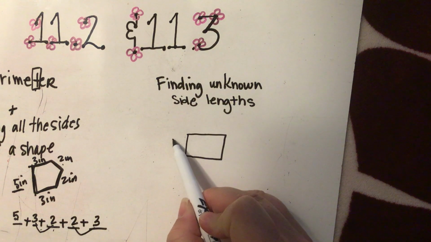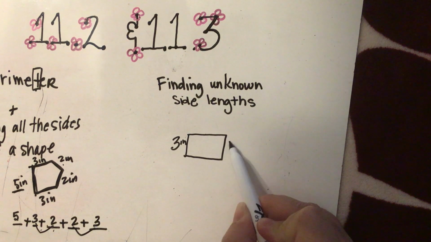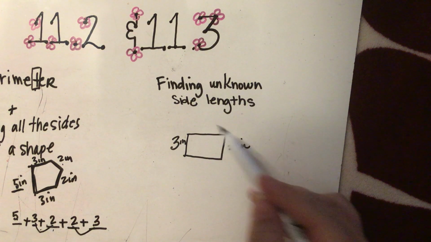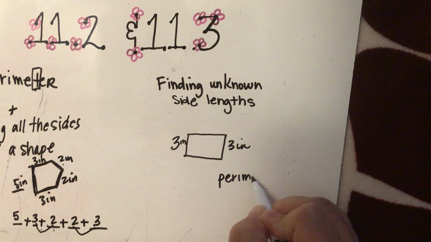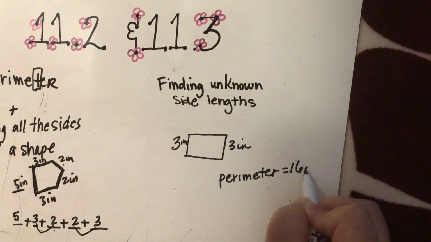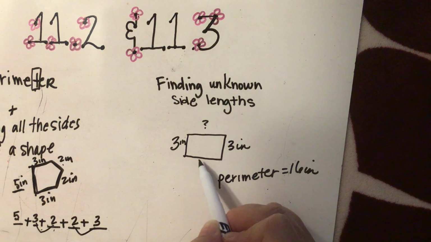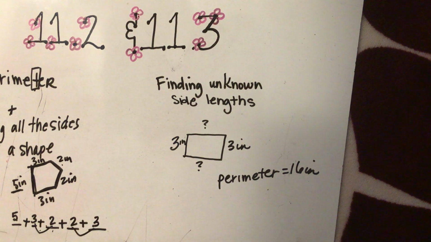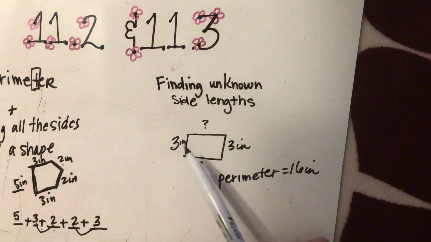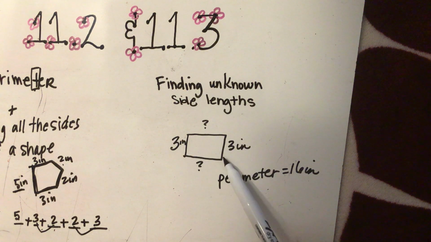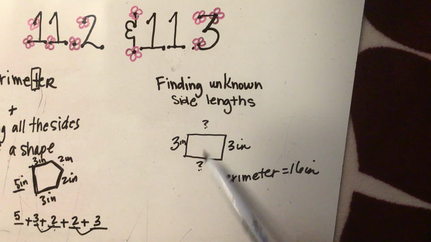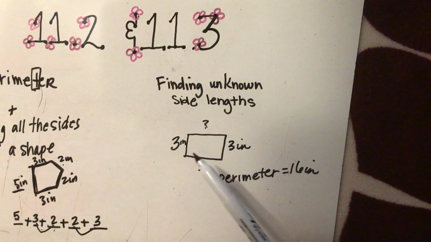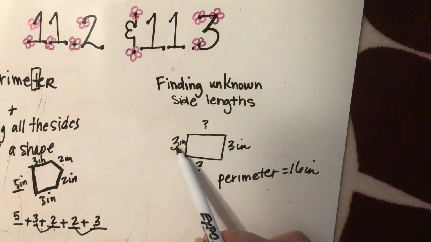When we go to 11.3 tomorrow, they're going to be giving you a shape, and they'll say, if this is 3 inches and this is 3 inches, and the whole perimeter is 16 inches, then they want us to find out the other sides of our shape. Well, we know that a rectangle has even sides, right? So this and this side are the same, 3 and 3. So if we know one side of this, we know the other side, and they have to be equal because it's a rectangle.